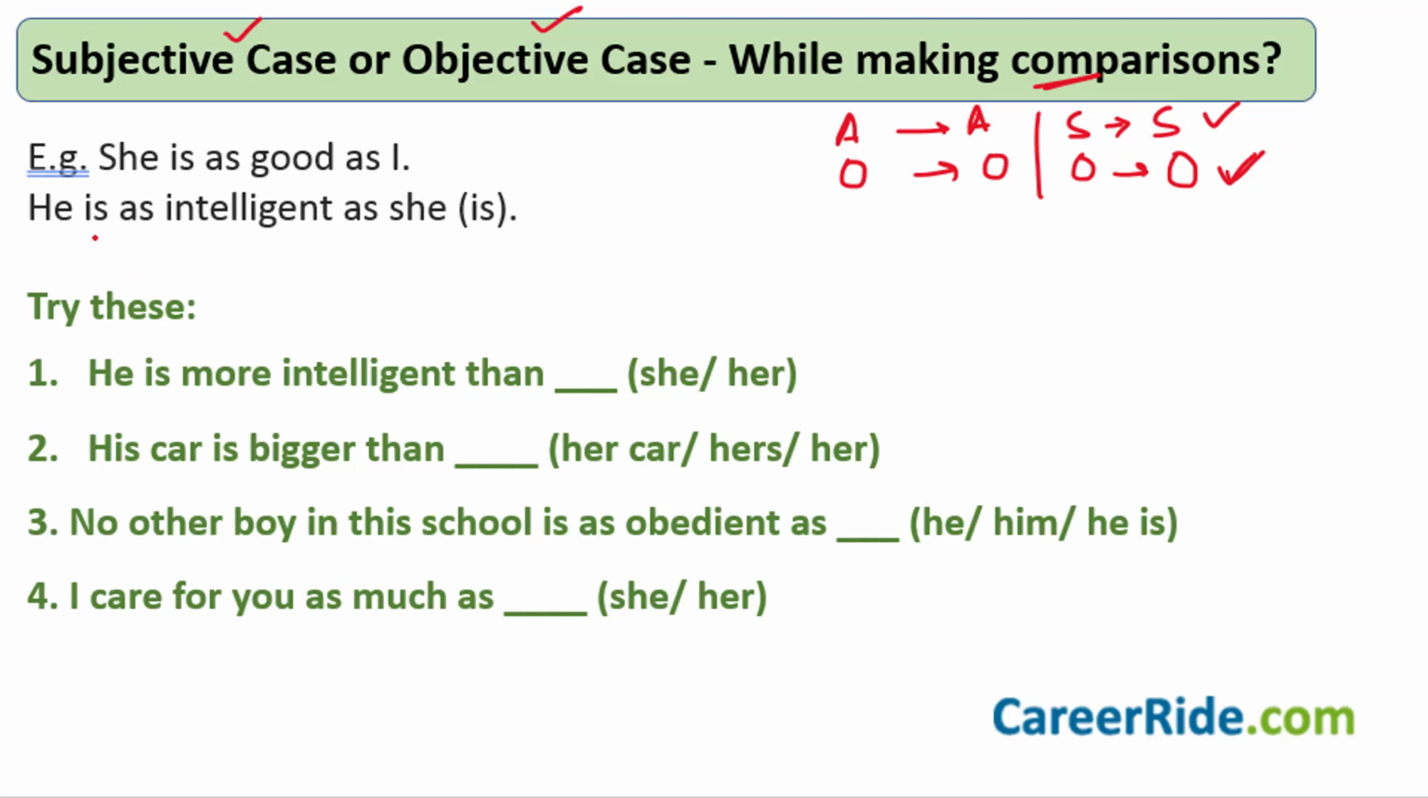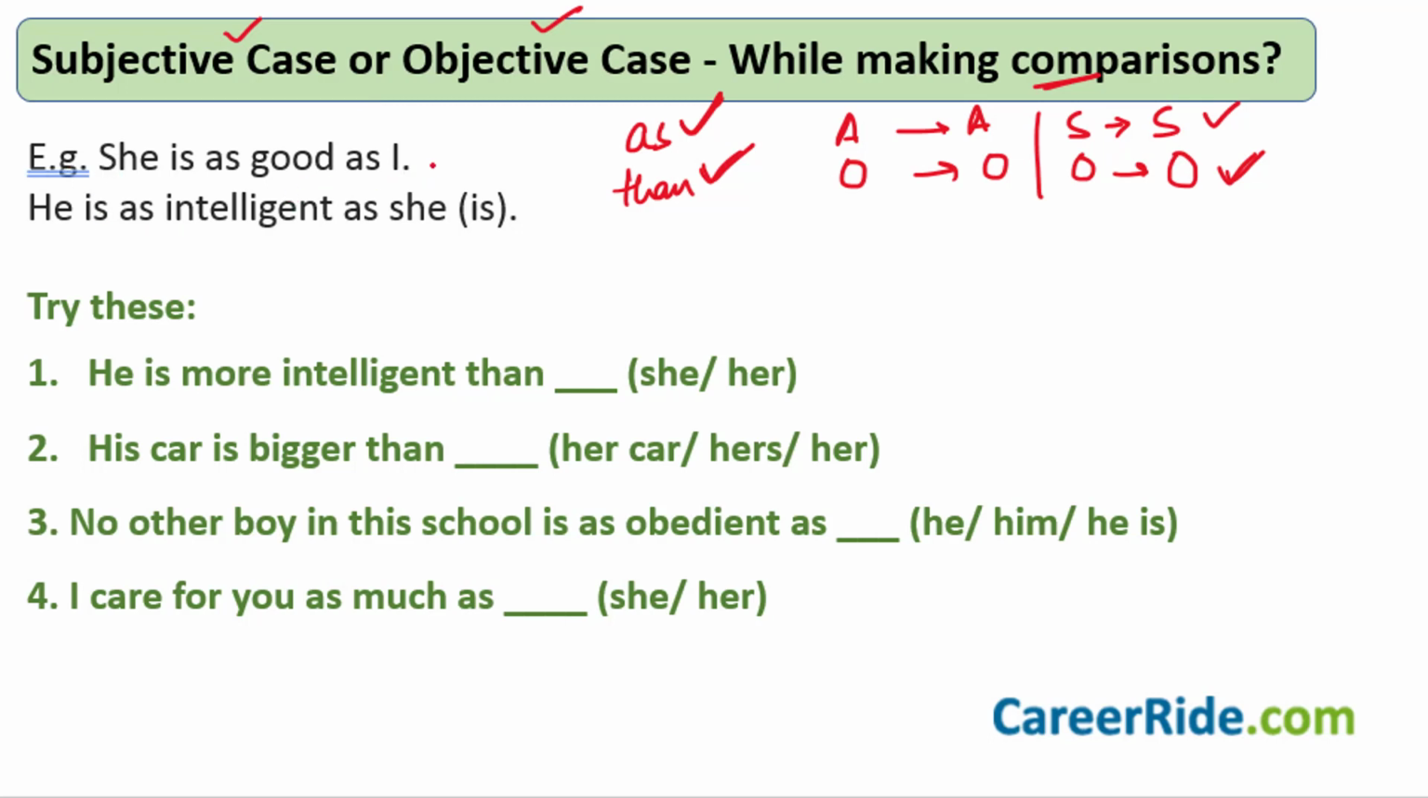Now see this example sentence. And before I start with the example sentences, the comparisons are made using "as" and "than" usually, right? So these are the two words that you would find. They are trying to make the comparison using these two words, and they are trying to identify if you know the correct usage of subjective cases and objective cases for the purpose of these comparisons. Okay, let's see these examples now.